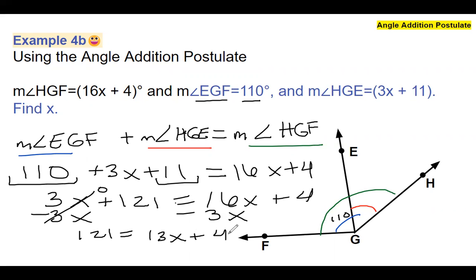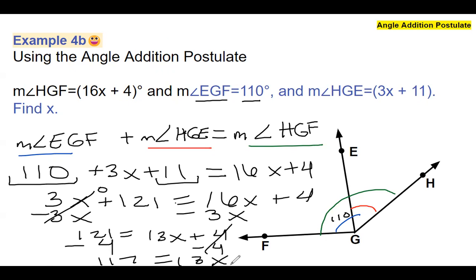What do we do next, Jen? What do we do next? It's a 2-step now. Back to me? Yeah. So if you were to solve this equation right here, 121 equals 13x plus 4, it's a 2-step now. Subtract what? 4 on both sides. So there you go. Subtract 4. Subtract 4. We're now left with, what is 121 minus 4? 117 equals 13x.